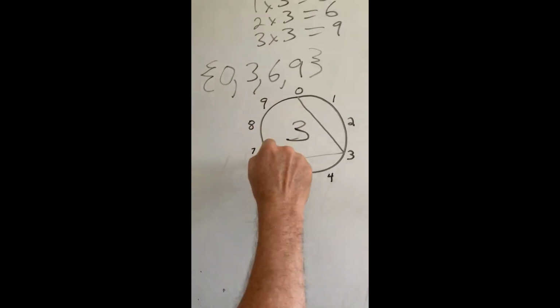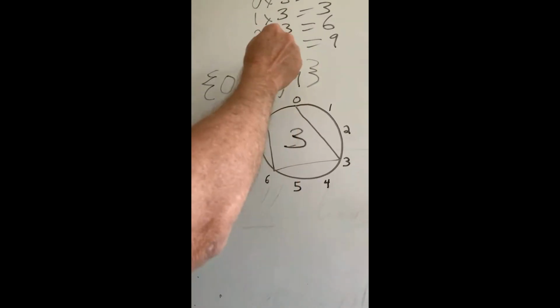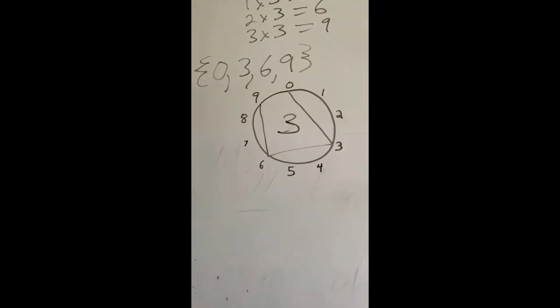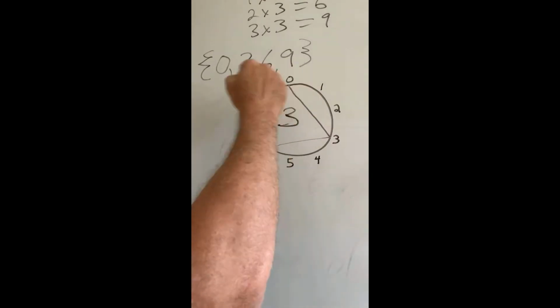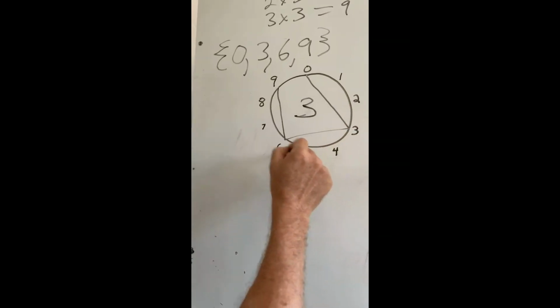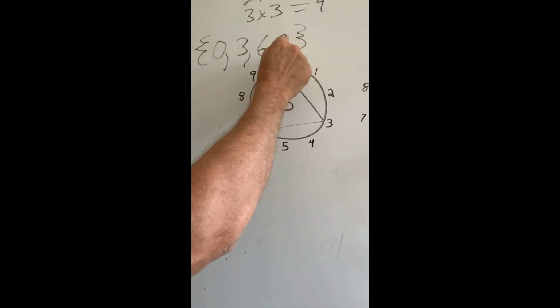The next one's going to be 9. And then we've got to go 3 times 4, and that's going to be 12. Now, that's where a lot of people get lost. They go, whoa, where's 12? There's no 12 on here. Well, it's going around in a circle. So we're going 0, 1, 2, 3, 4, 5, 6, 7, 8, 9, 10. So now this becomes 10.